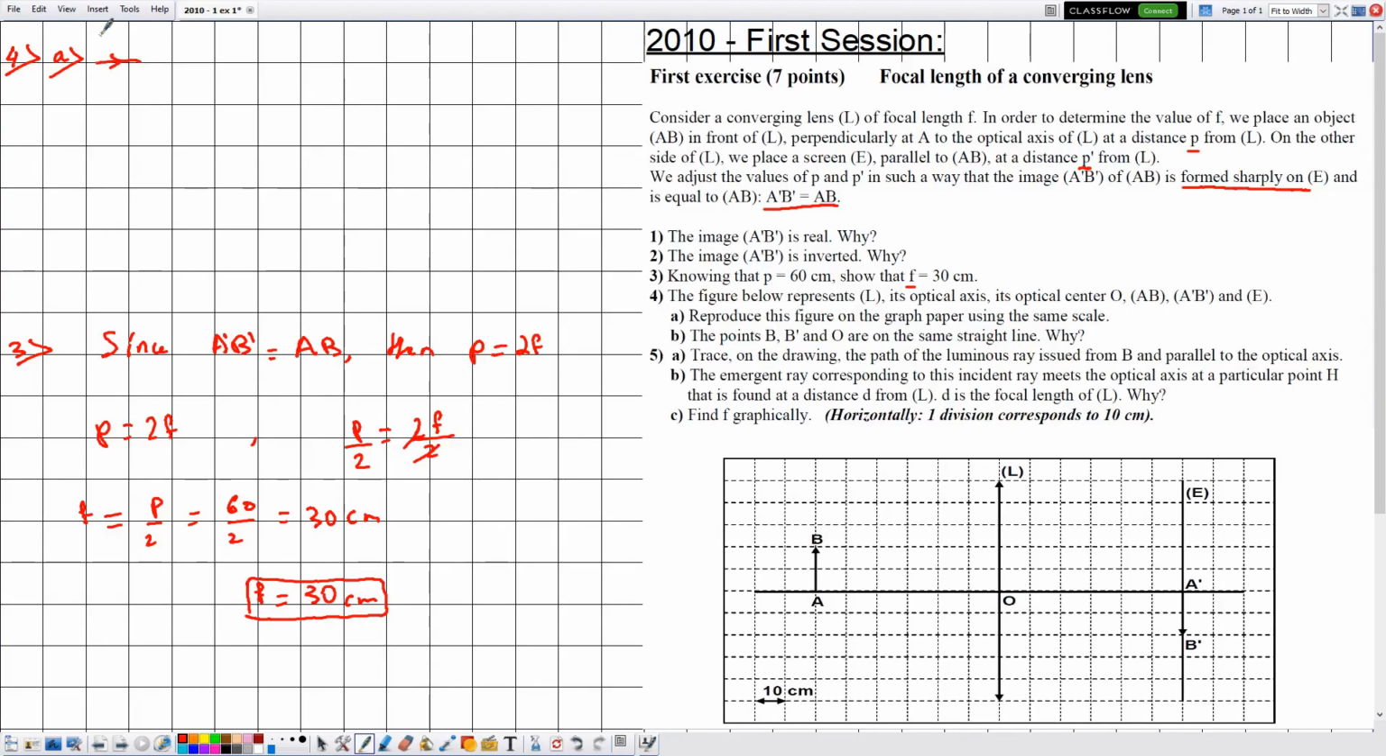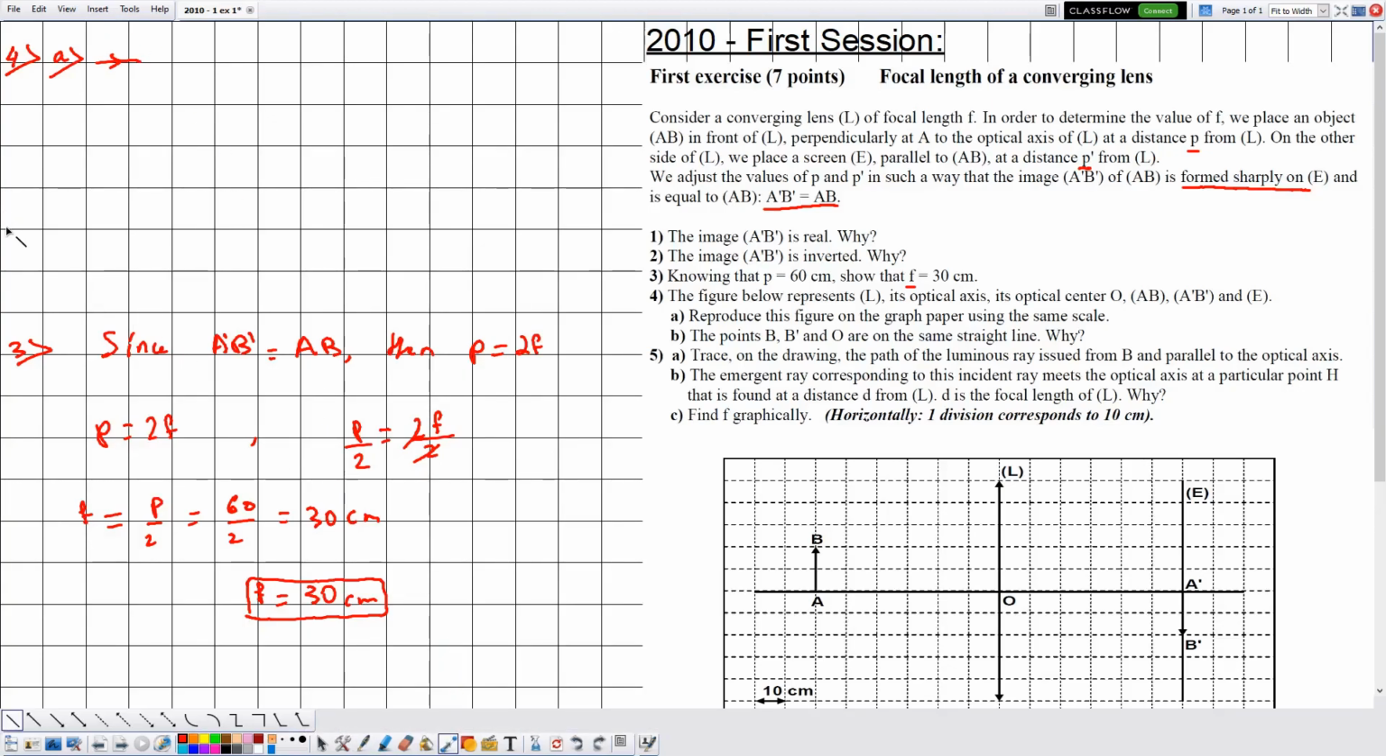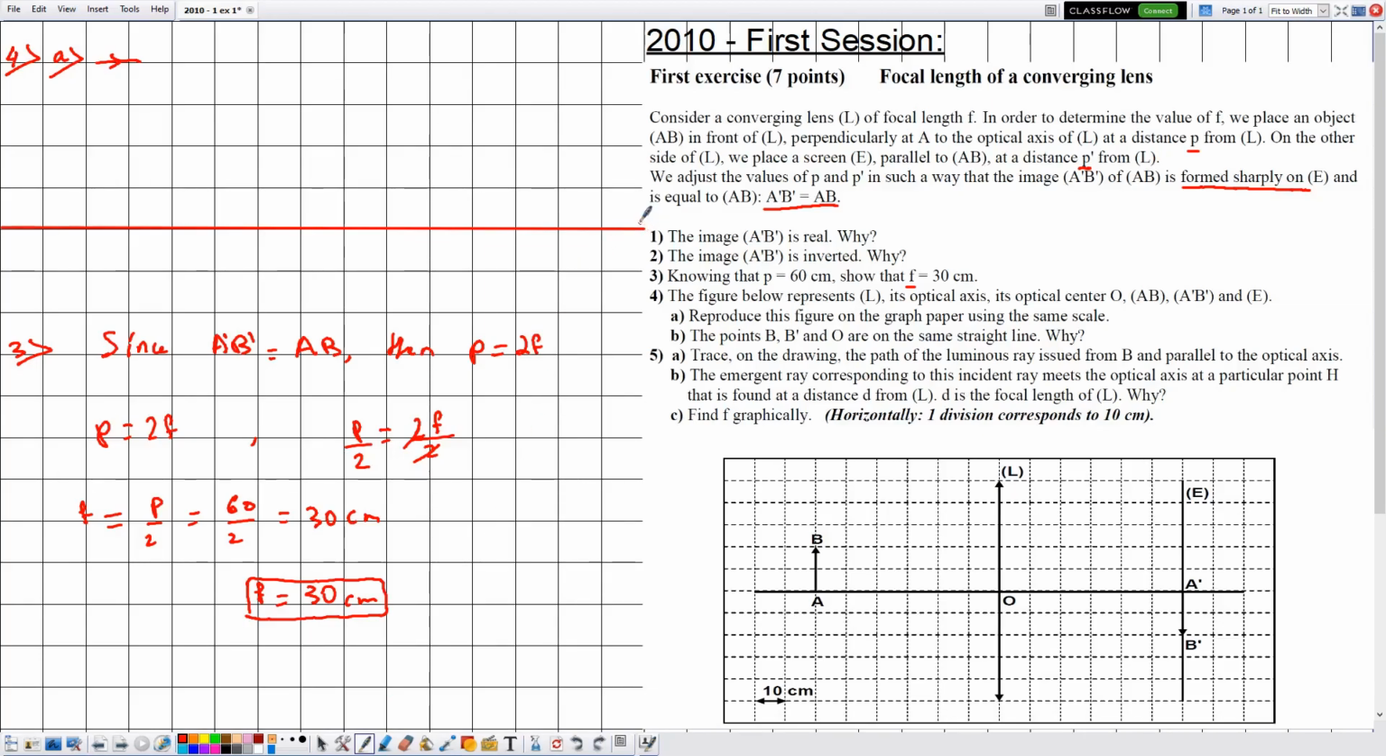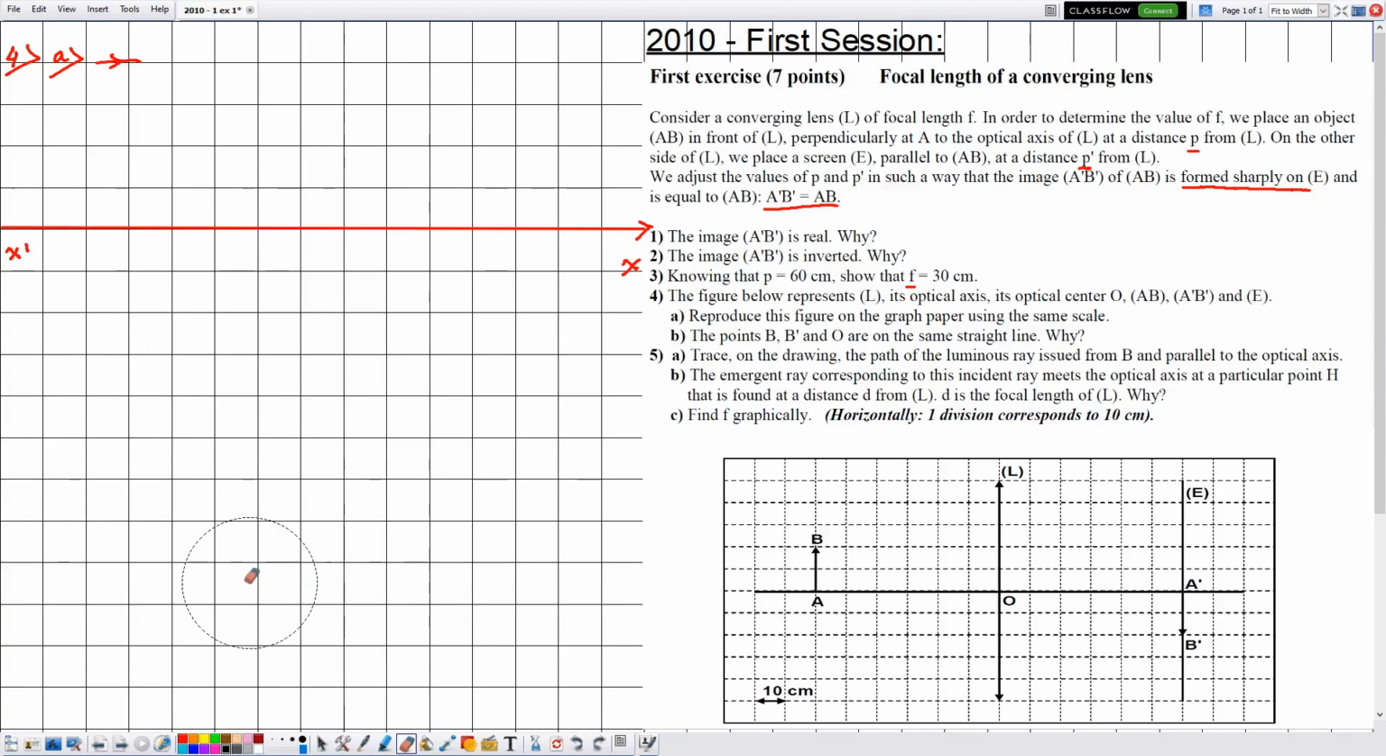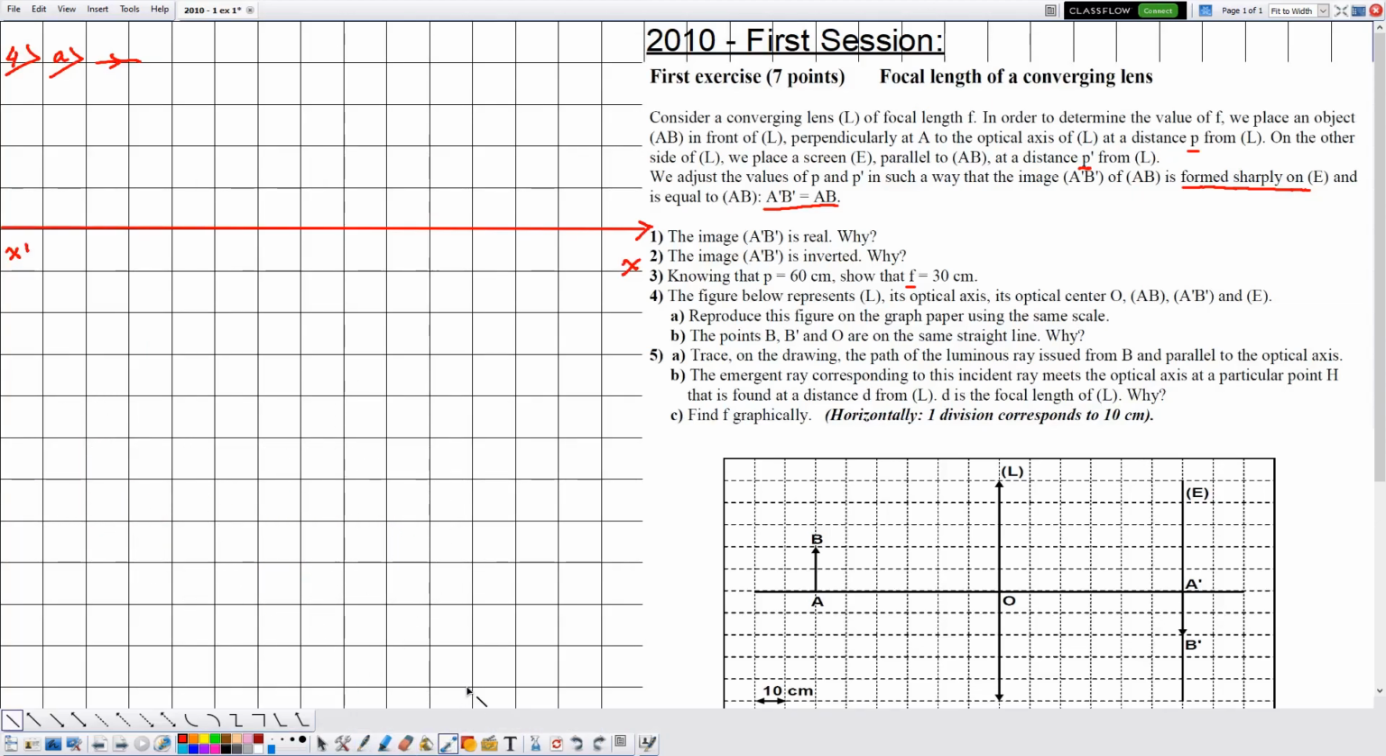And whenever we need to redraw, we always start by drawing the optical axis at the center, having the same direction of propagation of light, which is from left to right. So this is x prime and this is x. Then we place the lens L perpendicular to the optical axis at the center.